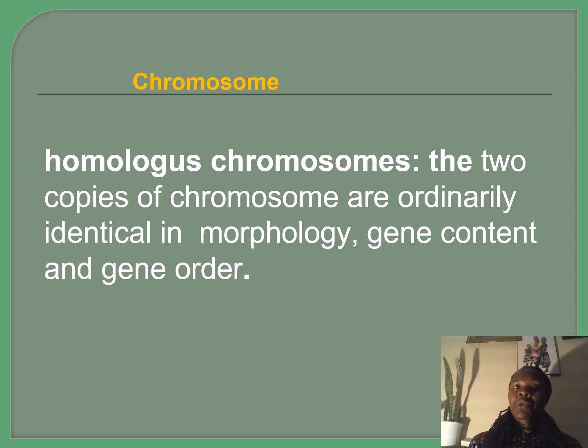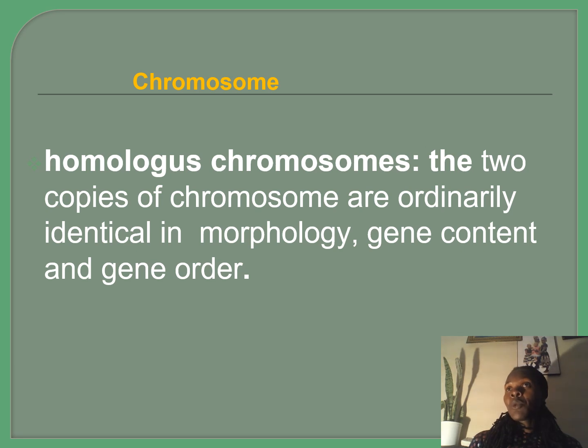Sometimes you'll always mention homologous chromosomes. These are the two copies of chromosomes which are identical in morphology, gene content, as well as gene order, and we refer to them as homologous chromosomes. In most cases where you talk about homology, you're talking about the same ancestral origin, but maybe at some point the organisms differed by speciation or duplication, and it has to bring about a copy of its own.